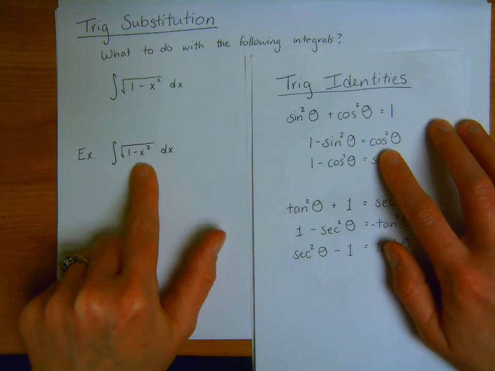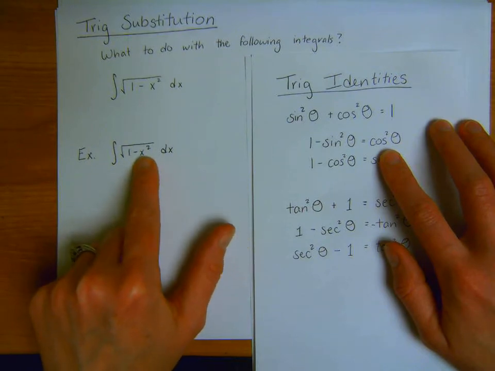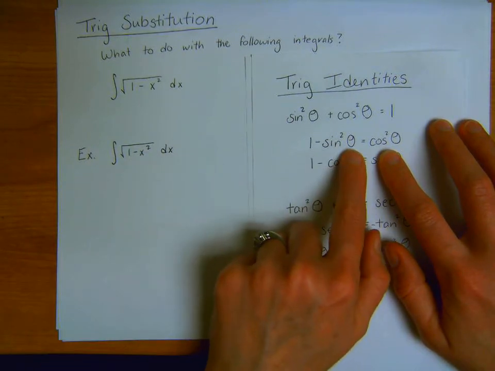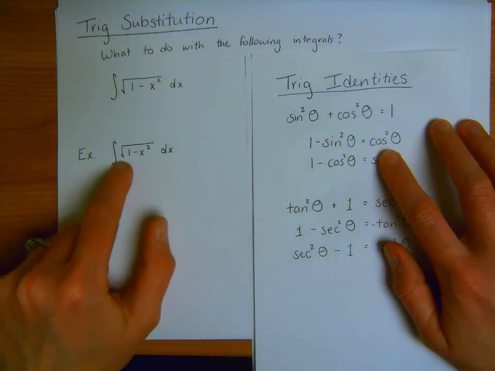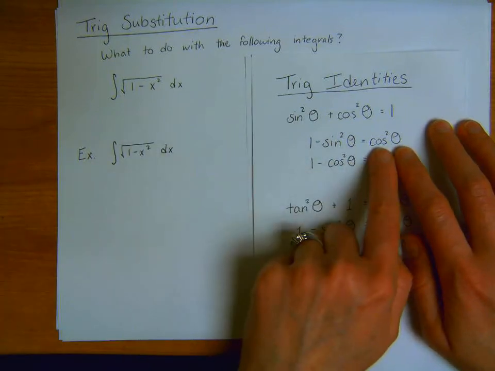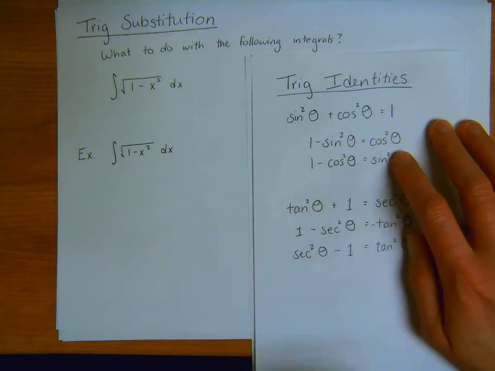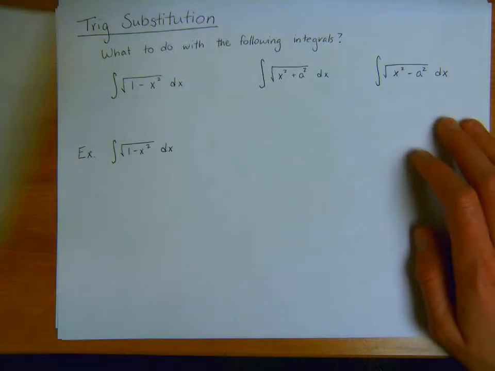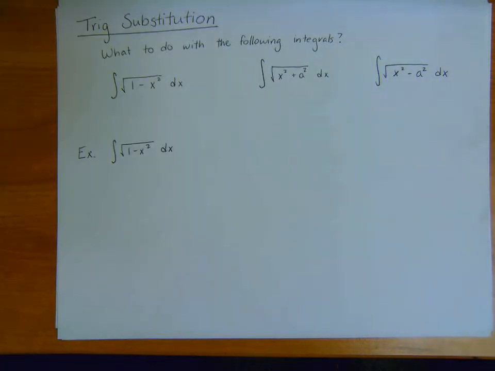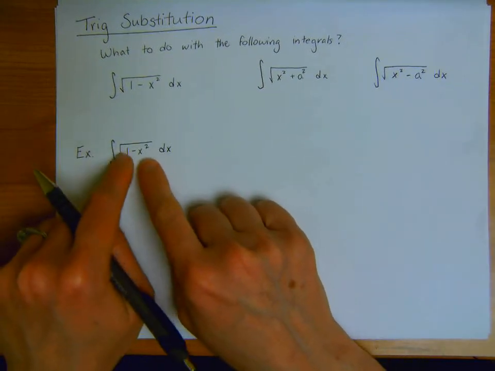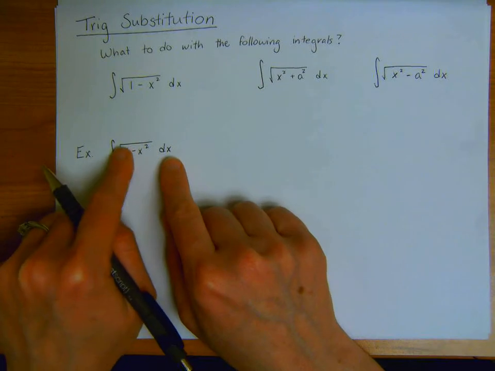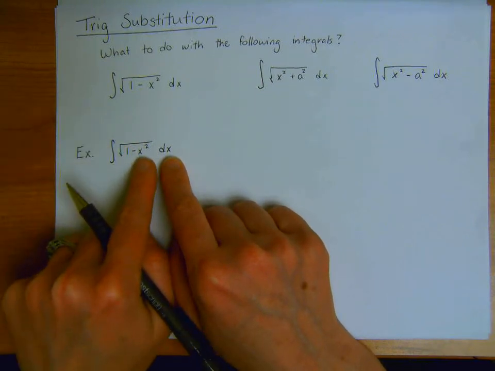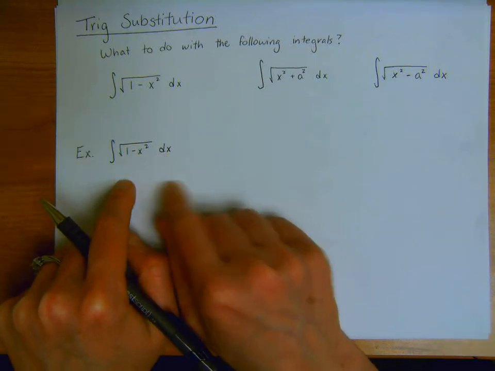How cool would it be if instead of an x squared here, I had a sine squared theta? Because then the square root of that would just be cosine, which is pretty nice. So that's exactly what we're going to do. And it turns out when we do that, it adds a little extra complexity. It's sort of like a backwards u substitution. With u substitutions, usually I set u equal to some big thing. In this case, I'm setting x equal to a function of theta.